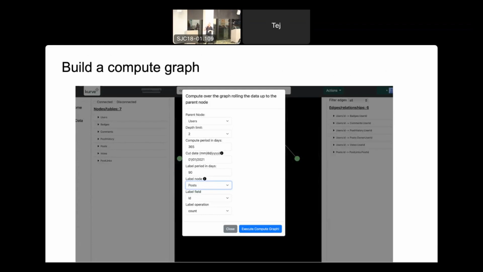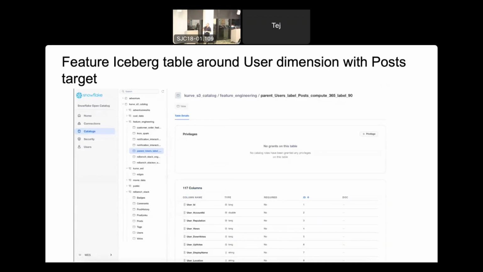Yep, so this would be what it looks like to build a compute graph. Once you've got the relationship graph on your Iceberg tables, you can simply pick, say, a parent node, which would be the dimension at which you want to orient your data. And then you would pick something like a compute period if it's time series data. So, a year, 2 years, 3 years. And then for most relational ML problems you would pick something that you're targeting, right? Something you're trying to forecast in the future, and that would be another node. Could be a transaction, a product, something like that.